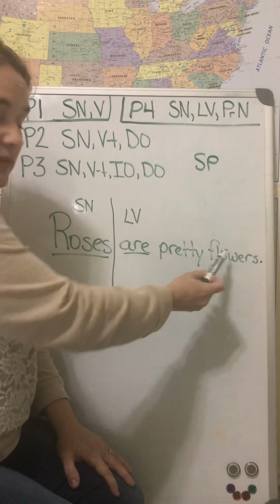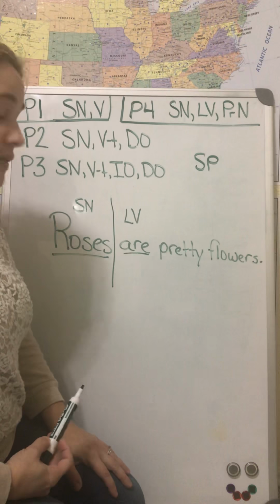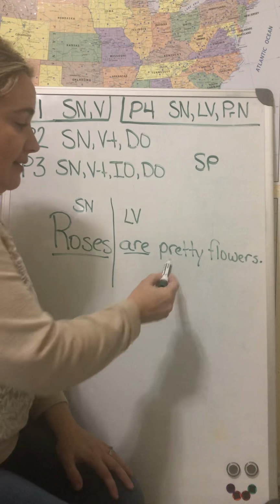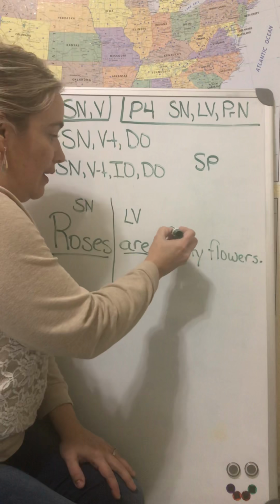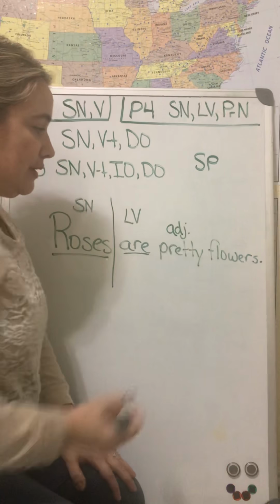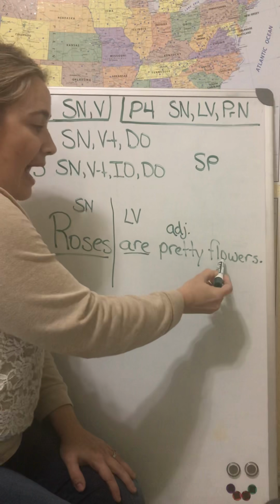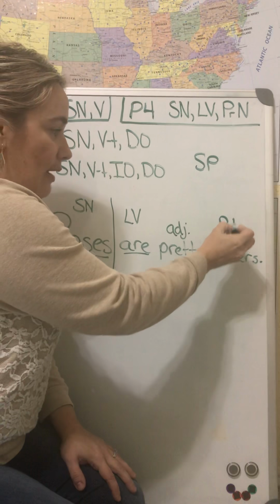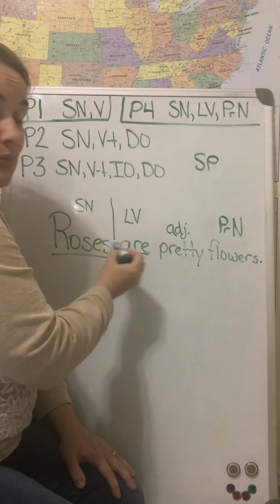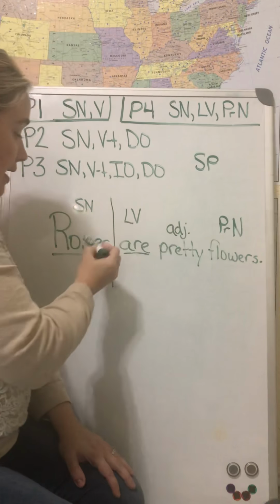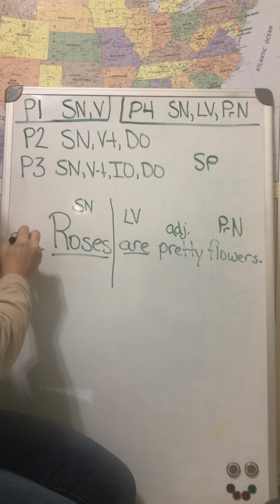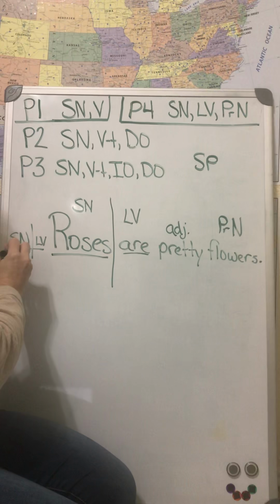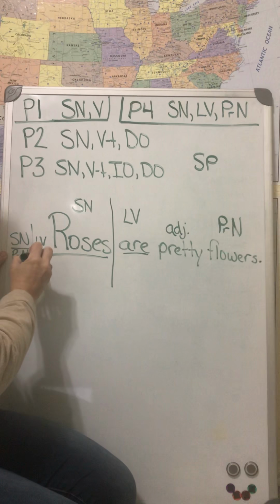Pretty or flowers? Well, roses are pretty, but pretty is a what kind, which one, how many, right? What kind of flowers? So pretty is describing the flowers. It's an adjective. Flowers is going to be our predicate noun because roses are what? Roses are flowers. Flowers and roses are the same thing. So this is going to be my SN, LV, PRN, P4 sentence, my pattern 4.